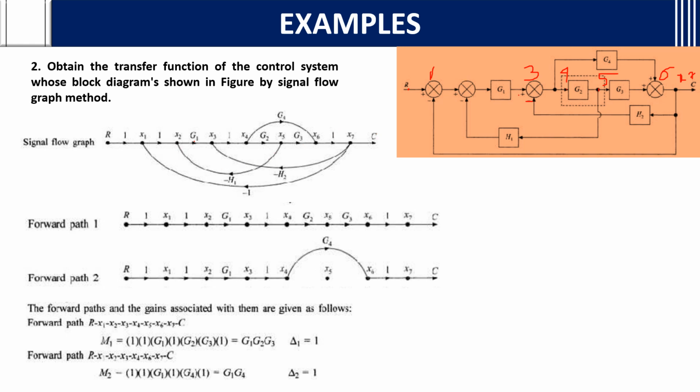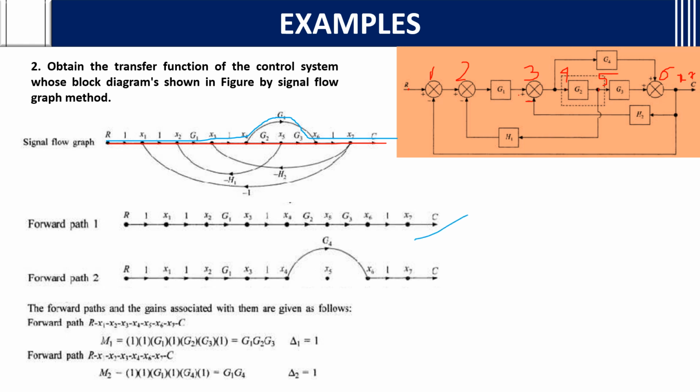Now you have written the signal flow graph. After writing the signal flow graph, what are you left with? We should write the forward paths. How many forward paths are present? If you see here, there is one straight forward path present, and one more forward path is also there. This is one more forward path. There are no other forward paths. See, these are the feedback paths, they are going back. There are no other forward paths.